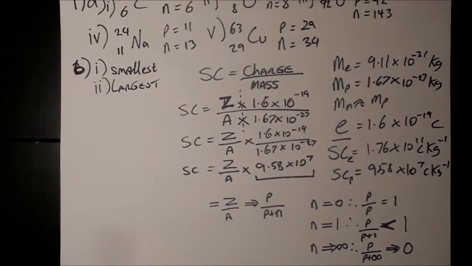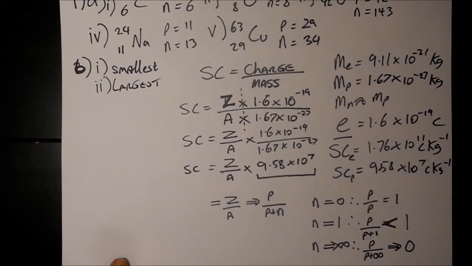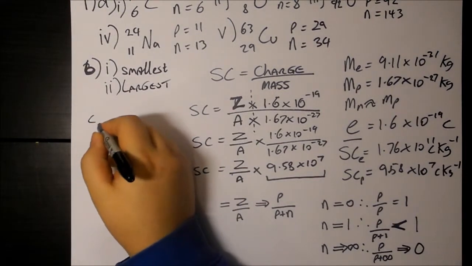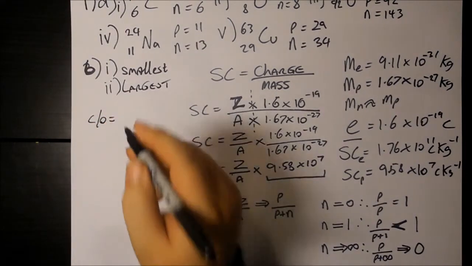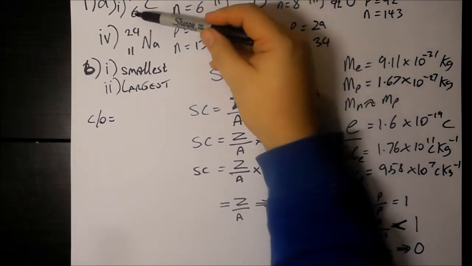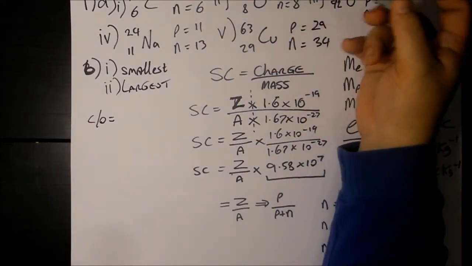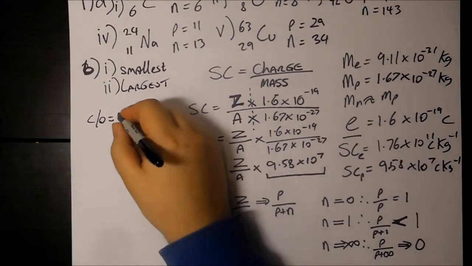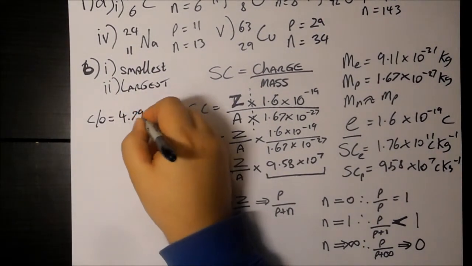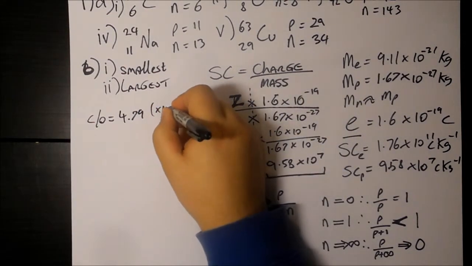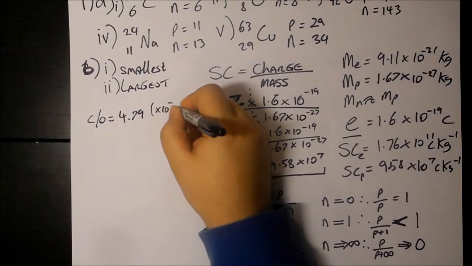So, if we actually work it out, we can see that for carbon or oxygen, because they both work out the same, because when you do this bit you get 6 over 12 or you get 8 over 16, both work out to be a half. So for carbon and oxygen you get 4.79, these are all times 10 to the 7 coulombs per kilogram.